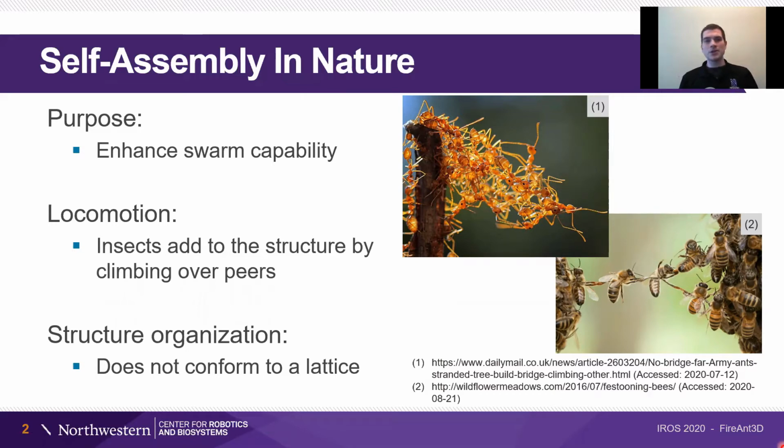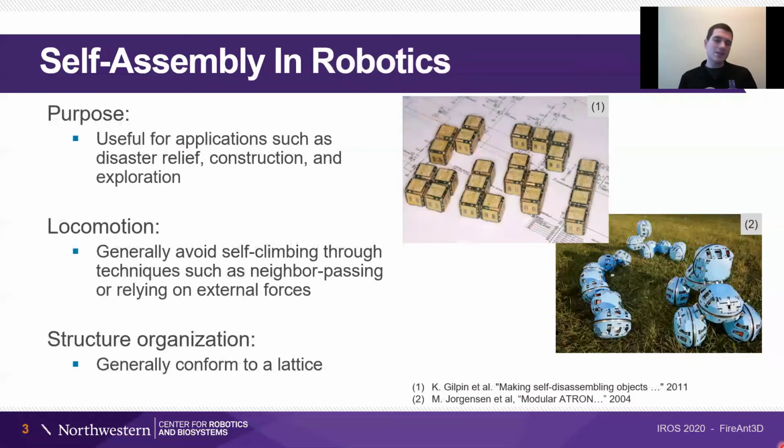The insects form these structures by climbing over each other and then grabbing on to their peers, using pincers and legs at seemingly arbitrary locations. The organization of these structures is freeform, in that it does not conform to a lattice, and it allows the insects to build structures that are highly adaptive to their environment. This promise of adaptability has driven a lot of research into the field of robotic self-assembly, since it would be useful in situations where the environment may not be fully understood, such as disaster relief, construction, and exploration.